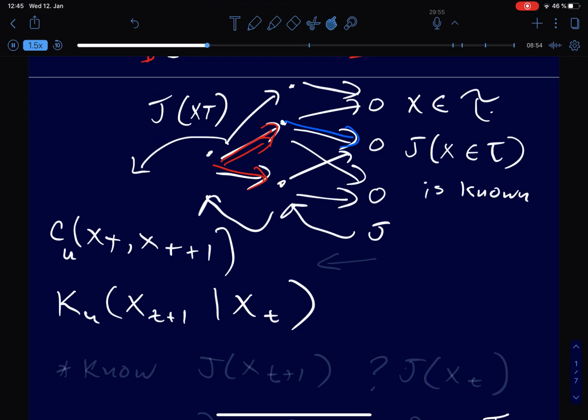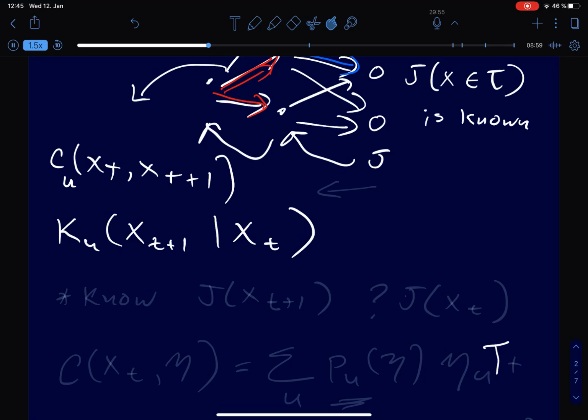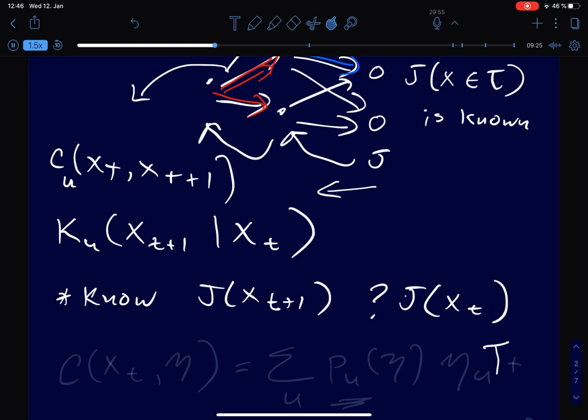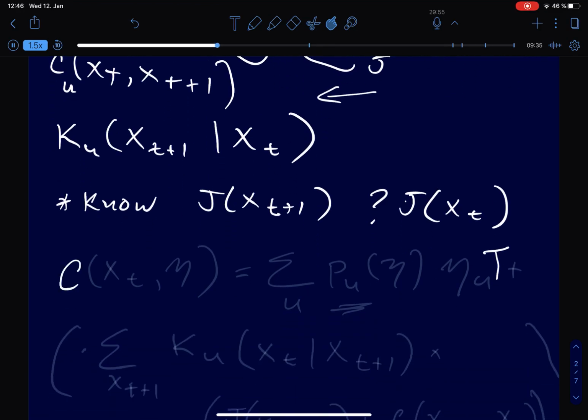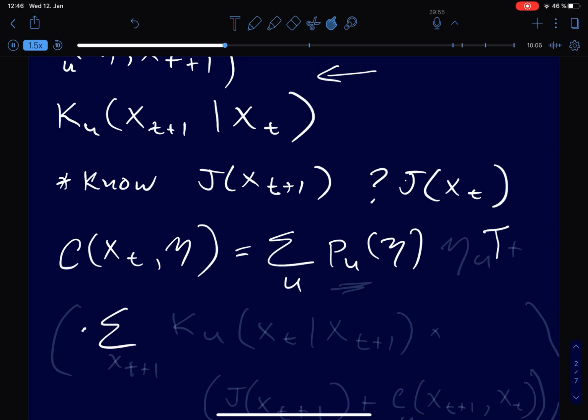So in general now, if we know the cost on states x of t plus 1, we know j of x of t plus 1, and we'd like to figure out what j of x of t is. Right, so figure out one step in this recursion backward in time from the terminal conditions. So the cost at x of t given a control is equal to the probability of an action given that control times the expected cost to go at the end of the transition.